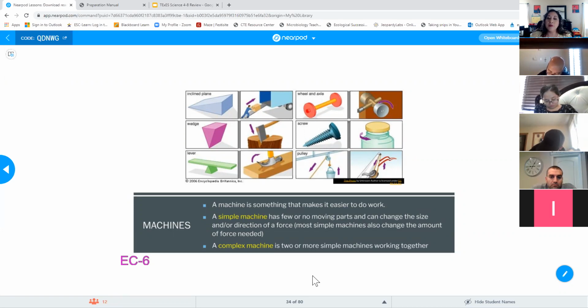A simple machine is going to have few or no moving parts. So if I think of my computer, that's definitely not a simple machine. But we're talking about something like a hammer or a screw.